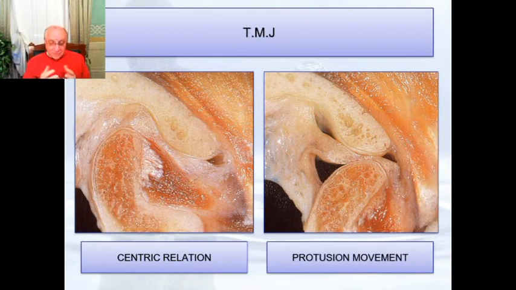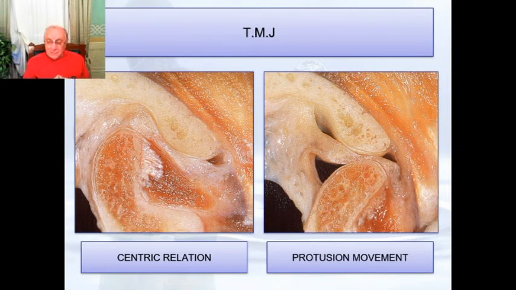TMJs centered is like this. You see on the left of the screen a central relation of the TMJ. There's a disc, there is a condyle, and the main thing is the movement of the TMJs. The movement of the TMJs is mainly guided by the teeth. We call that anterior and posterior guide of the occlusion, which protect the TMJs.